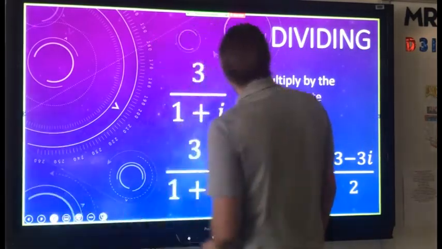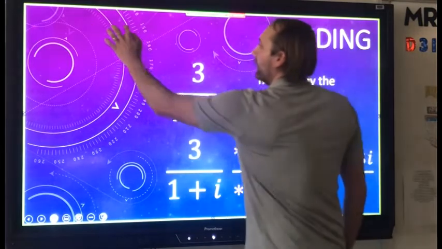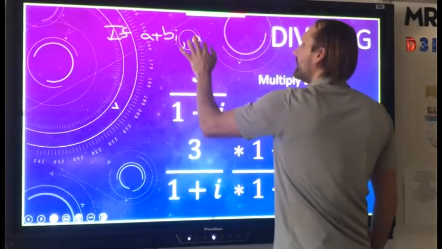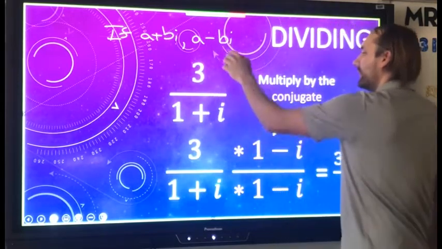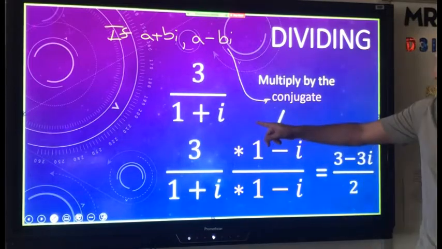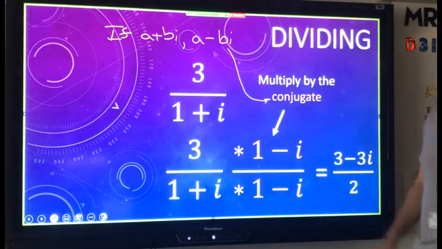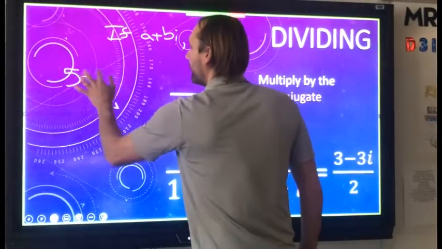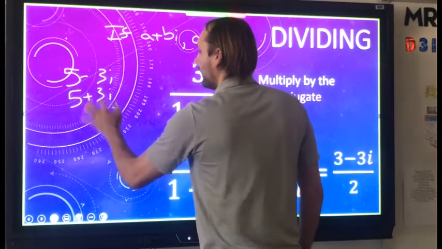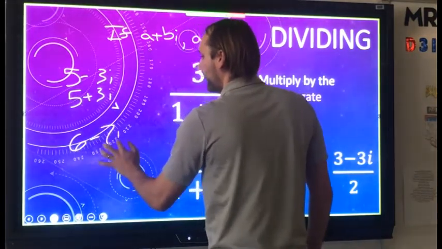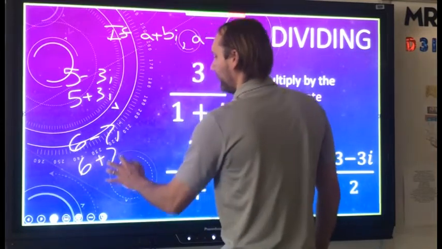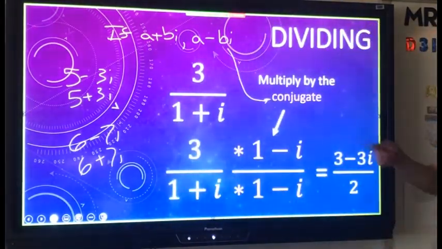What is the conjugate? If you have a plus bi, then your conjugate is a minus bi. And vice versa. So if I have 1 plus i, my conjugate is 1 minus i. If I have 5 minus 3i, what's my conjugate? 5 plus 3i. 6 minus 7i, what's the conjugate? 6 plus 7i. Flip the sign in the middle.